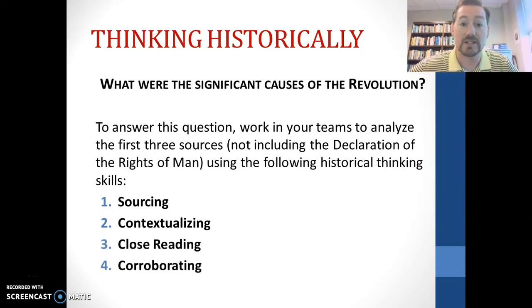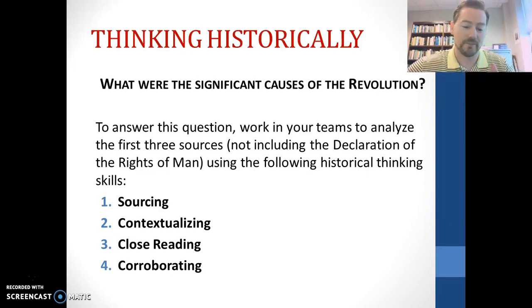And think about using these skills that historians have. So sourcing. Who created the source? What kind of source is it? Contextualizing. When did they create this? And what else was happening around that time period that can help us make sense of the source? Close reading. Analyze it carefully. Analyze it for specific details. Think about what's there. Think about what might not be there.